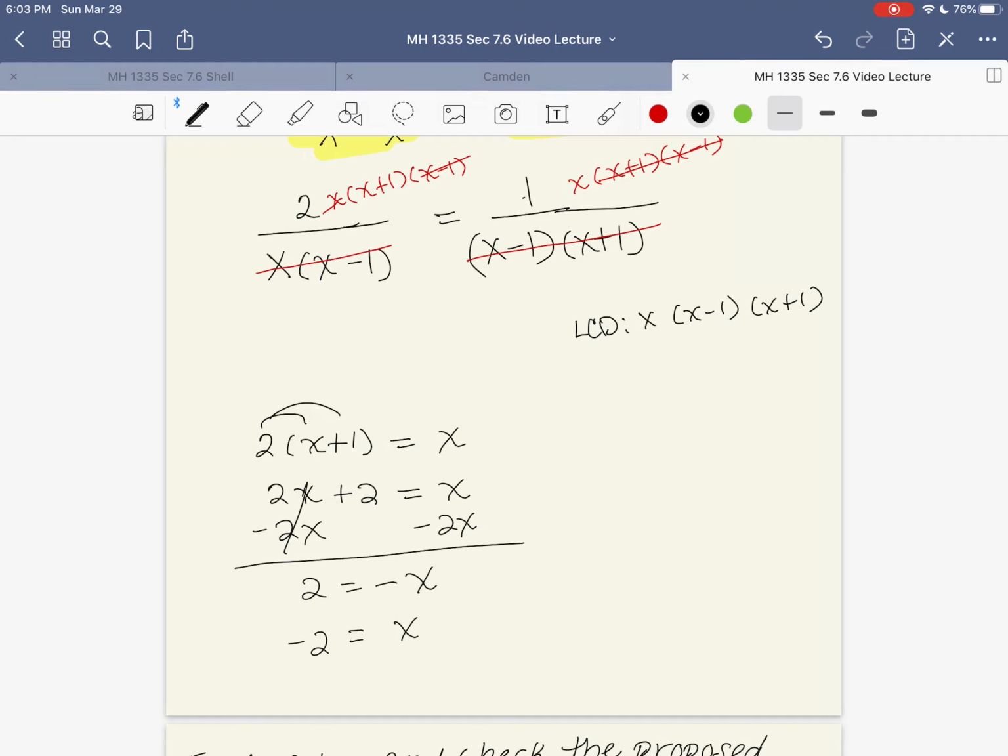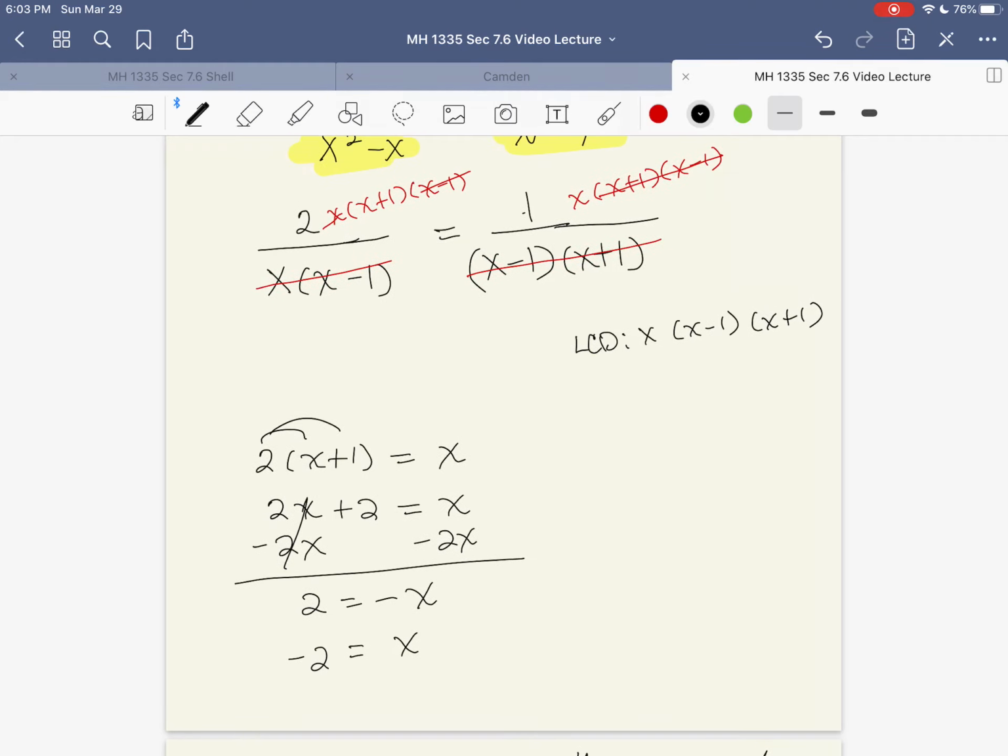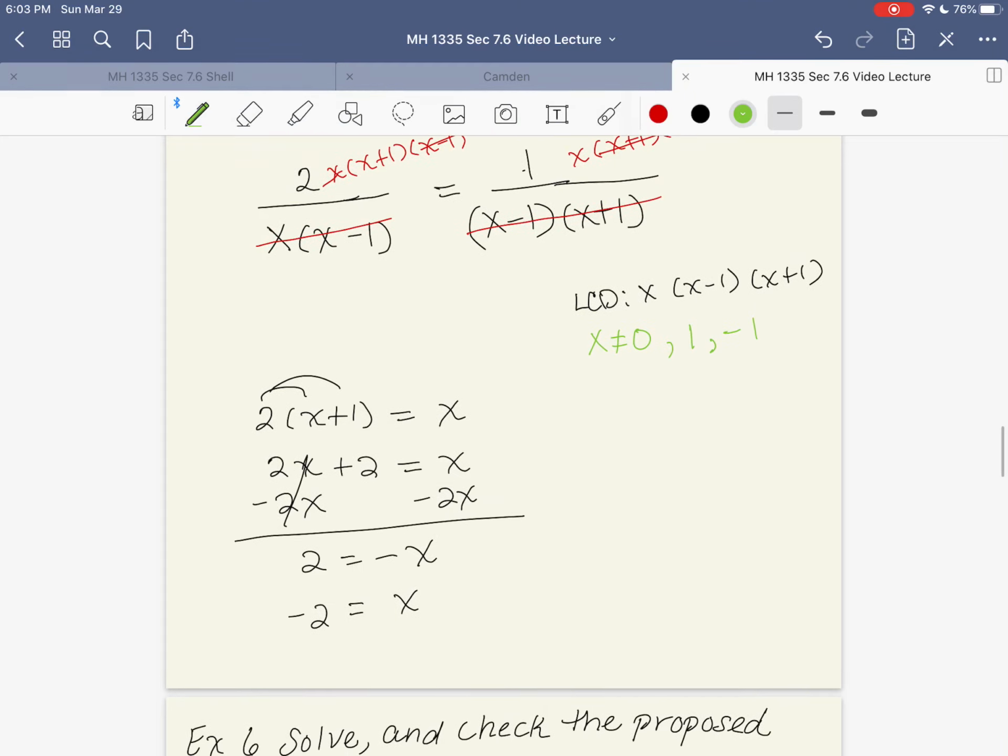Okay, so let's go back and look at the LCD and see what values x cannot equal. Well, we know x can't equal 0. x can't equal 1 because 1 minus 1 would be 0. And x can't equal negative 1 because negative 1 plus 1 is 0. So since we did not get any of those values, the solution set is negative 2.